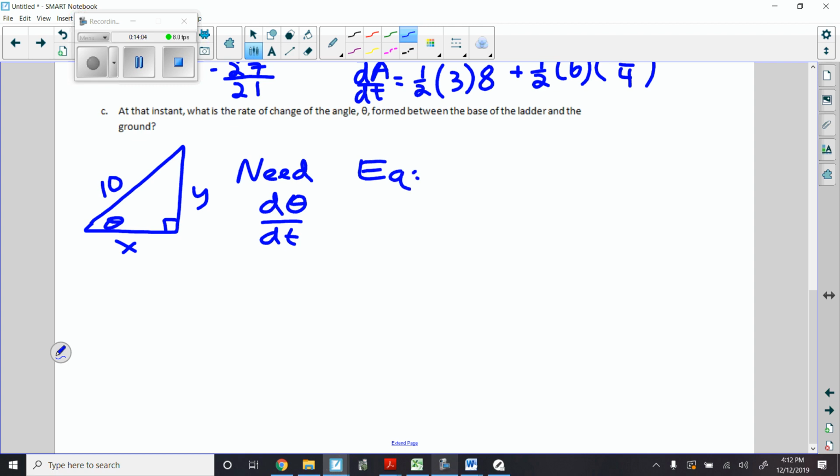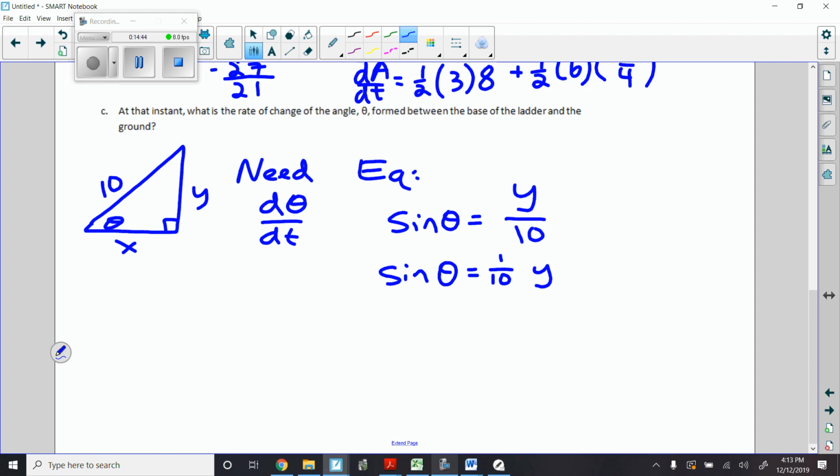For an equation, I can write any of the trig equations. I usually avoid tangent because I don't like secant squared theta as a derivative. So I think I can't remember what I did on the key. I'll use sine theta for this one. So my equation then is going to be sine theta equals opposite, which is y, over hypotenuse, which is 10. But again, I prefer to do that derivative as a power rule. So I like thinking of this as sine theta equals 1/10 y.